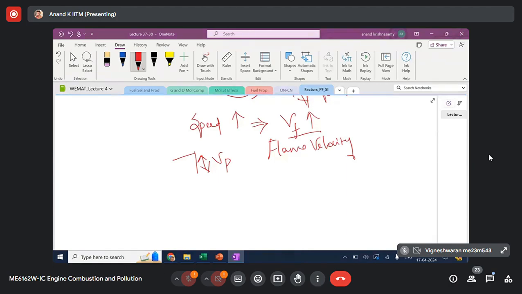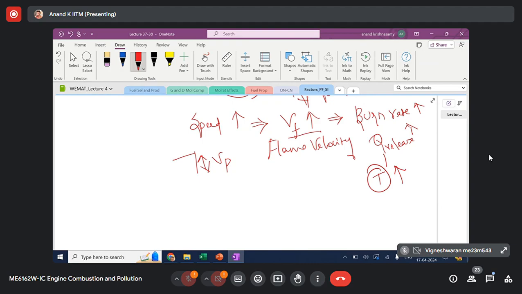When flame velocity is enhanced, obviously the burn rate will be high. This we have already discussed. So you are increasing the burn rate, meaning you are increasing the heat release in the engine cylinder. This will directly have an impact on temperature level. So temperature is going to shoot up when the speed is high.